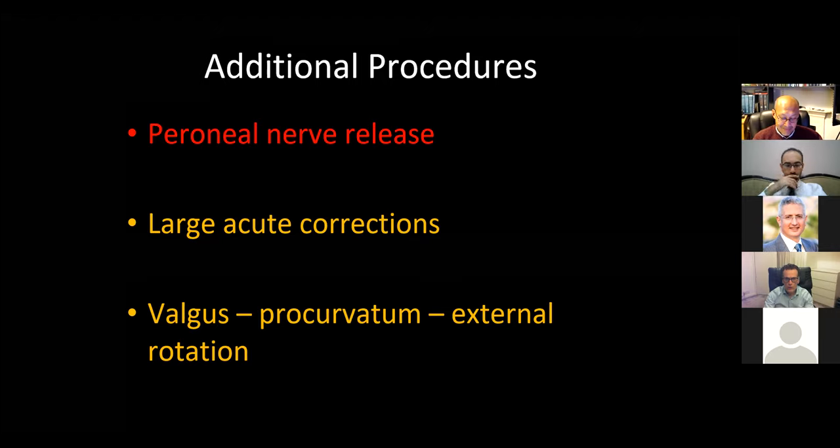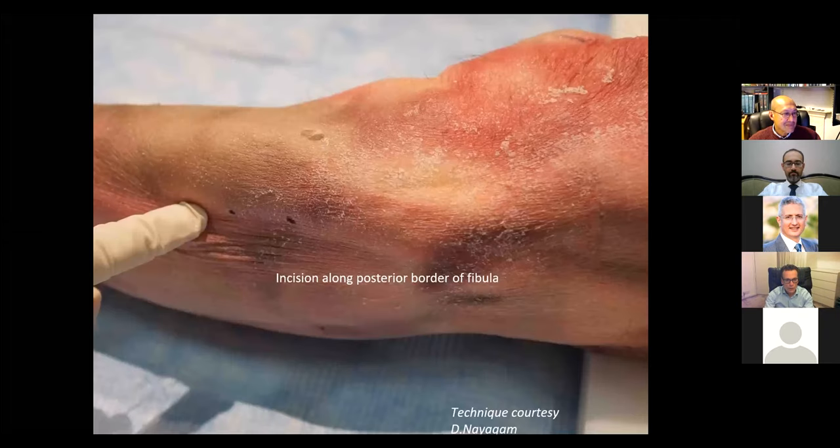What can be an additional tool that enables us to perform these acute corrections is primarily performing peroneal nerve release. And this is indicated in large acute corrections such as valgus, procurvatum, and external rotation. So if you move from valgus to varus, procurvatum to neutral, and external to internal rotation, then the common peroneal nerve will go into tension and we need to perform a release before the correction. So in these cases, the peroneal nerve release will be the first step of the surgical procedure. I will illustrate this technique that has been popularized in Liverpool by Durai, and we have all adopted it.